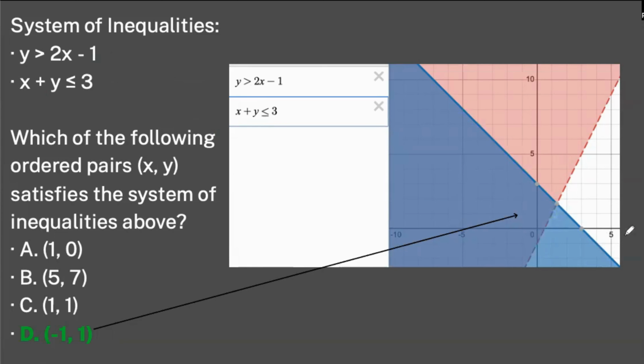If I take a look at answer choice 5, 7, so x is 5, 1, 2, 3, 4, 5, and y is 7, we know that's out of scope. That's not in any shaded region. And then if I look at the correct answer, negative 1, 1, we see that's the only one that's shaded in both regions, is not on a line, but in the shaded region. The reason why we want it not on a line is because this is not greater than or equal to. It's just greater than. So it means that it has to be valid only if it's in this shaded region.